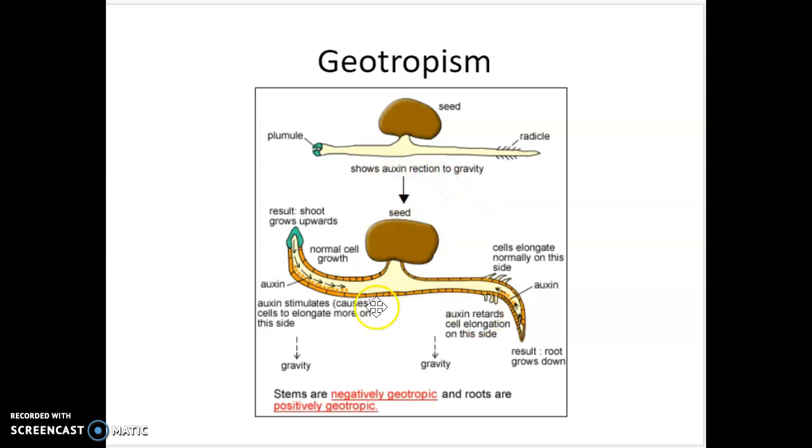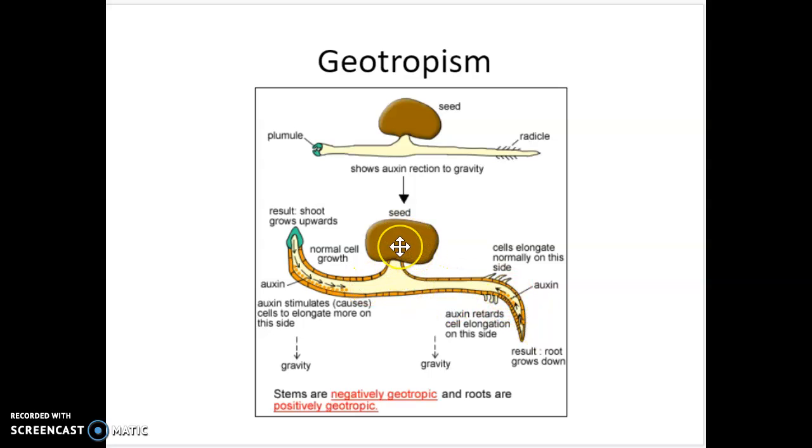that reacts to gravity. You can see the auxin goes on this side and elongates the cells. The auxin elongates the cells in the shoot, so it grows upwards. But in the root, it inhibits the growth of the cells on this side, so they don't elongate. These ones will grow normally, so then it bends downwards. So just make sure you understand the difference between negative and positive geotropism, and how that's happening.